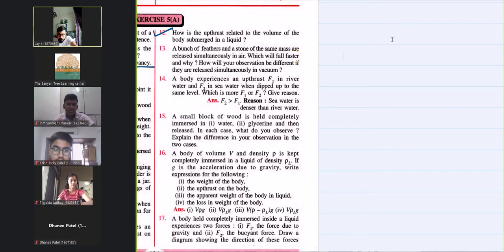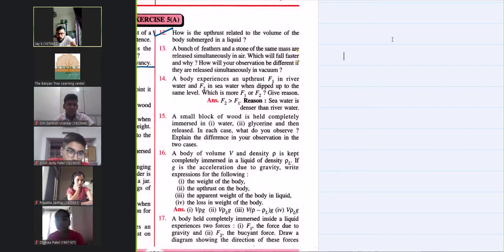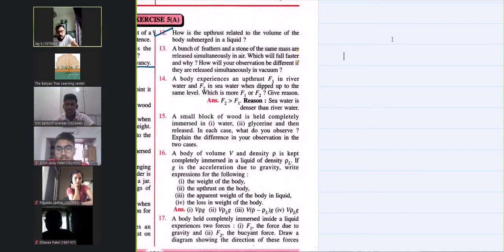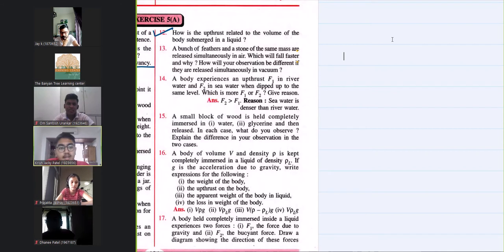Make a sentence, what do you want to say? Speak in Hindi, I will make the sentence. What do you mean? I will help you with sentence formation. Tell me. Sir, upthrust is greater than the volume of the body submerged. This has no meaning, what are you saying? Sir, I think he's saying the upthrust is greater than the volume of the body submerged in the liquid. So how you framed it? I am trying that he should frame it like that. You understand?